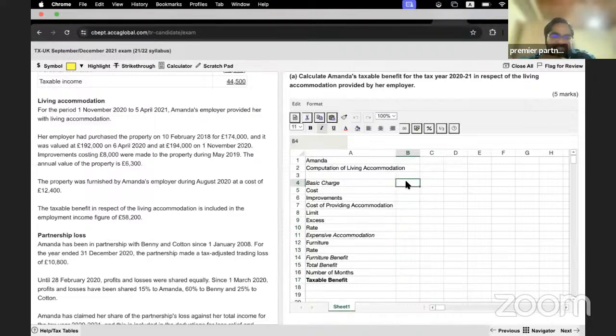We'll start with the basic charge. We have only the annual amount here, so I'll start with 6,300. Cost is 174,000. I take that. Improvements we are going to take, which is 8,000. Cost of providing accommodation would therefore be 182,000. Limit we have 75,000. So we have an excess of 107,000. Are we okay up to this point?